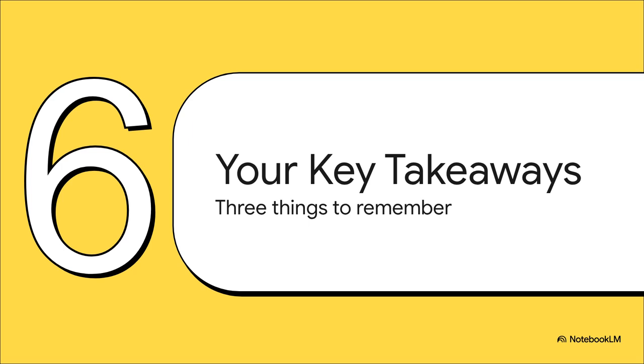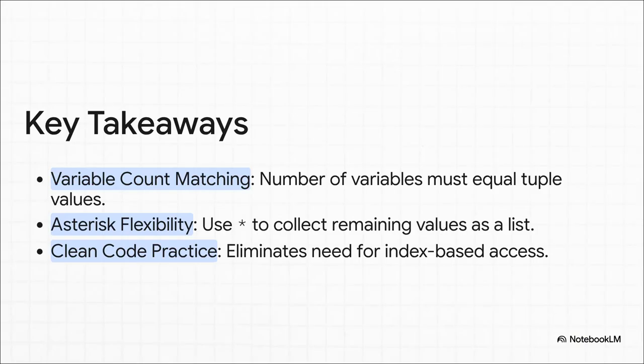So we've covered a fair bit of ground. Let's just boil it all down to the 3 most important things I want you to walk away with today. First, always remember that cardinal rule. Variables have to match values. It's the foundation. Second, when things get tricky, the asterisk is your best friend. Use it to collect leftover items into a list.